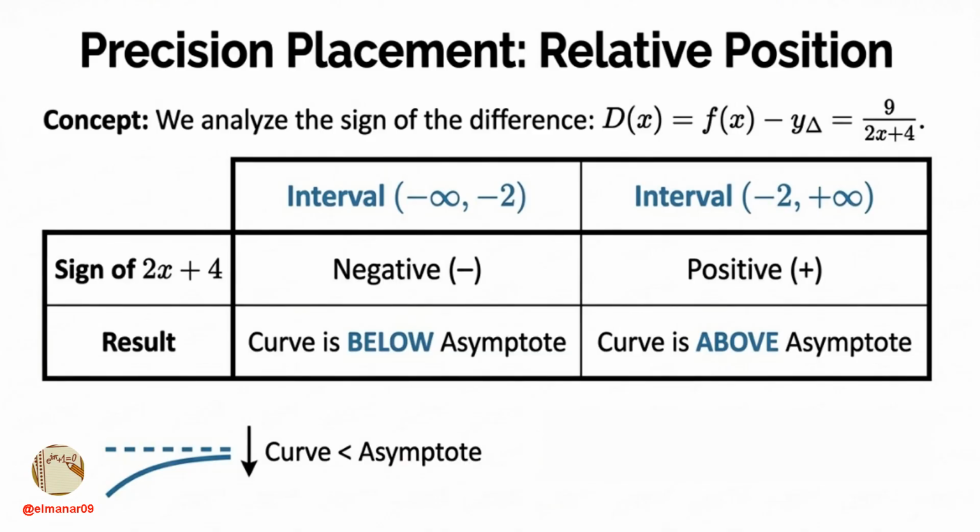In this zone, 2x plus 4 turns positive. Positive divided by positive, that's a plus sign all day long. So the curve is above the asymptote. Look at the second sketch. The curve is rising up, sitting proud right over that dashed line.